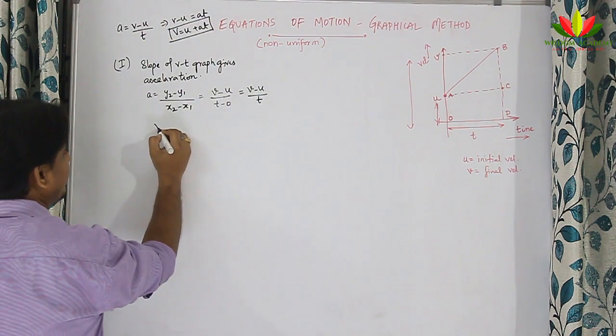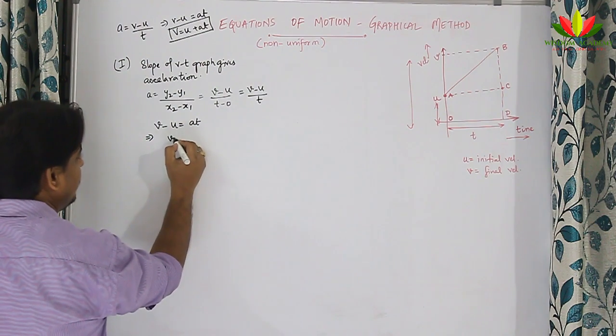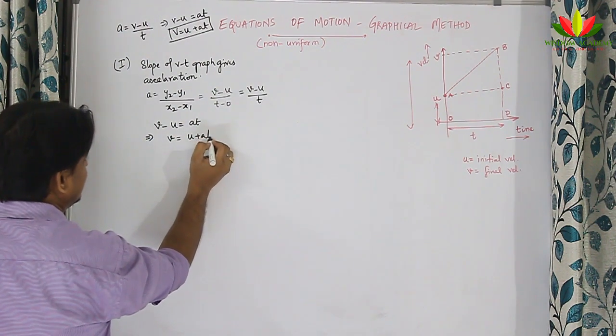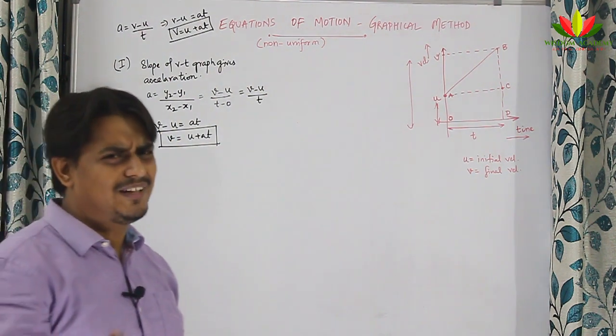When you rearrange, you will get v minus u is equal to at, and therefore you get v is equal to u plus at. This is how I derive the first equation of motion. Very simple, right?